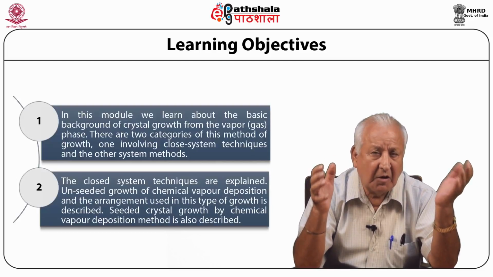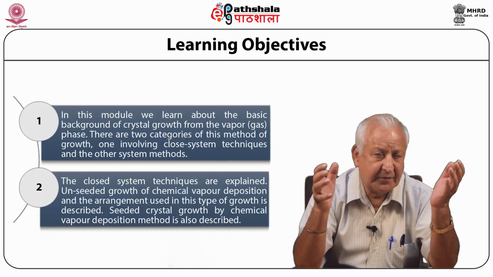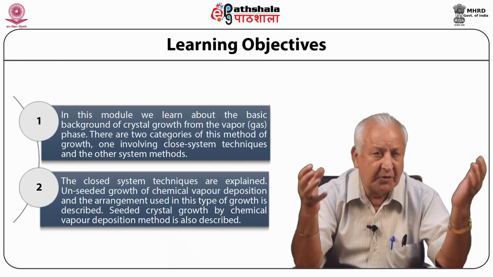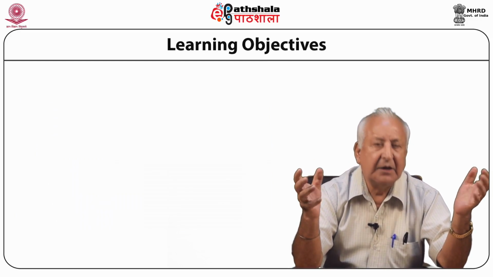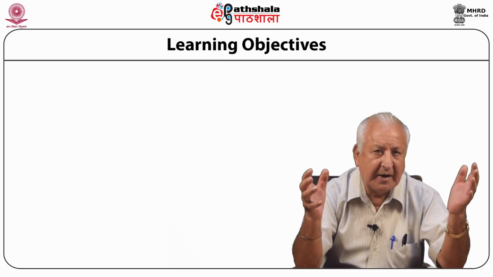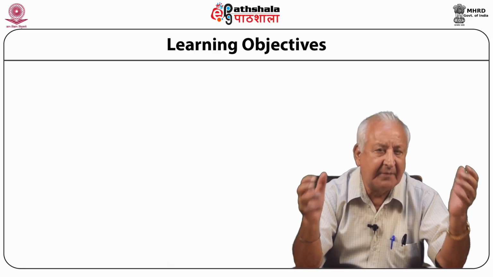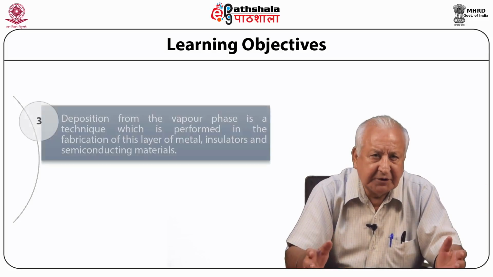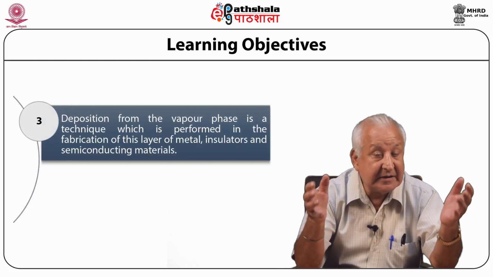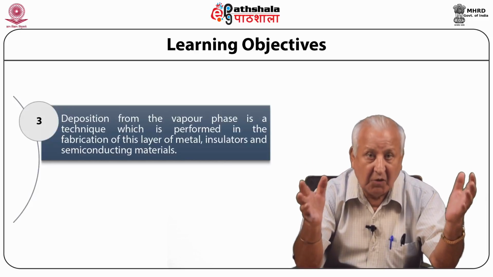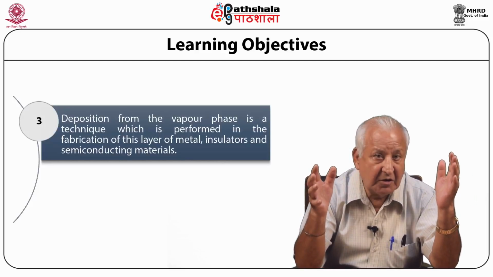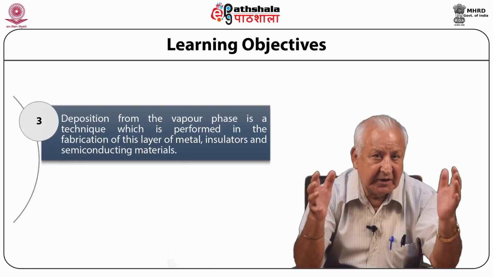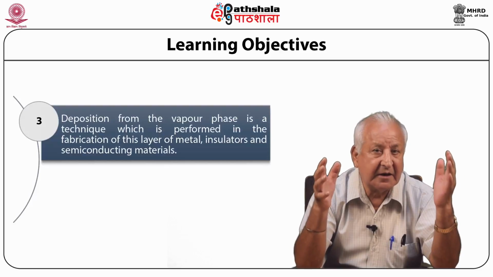Unseeded growth by chemical vapor deposition and the arrangement used in this type of growth is described. Seeded crystal growth by the chemical vapor deposition method is also described. Deposition from the vapor phase is a technique which is performed in the fabrication of thin layers of metal, insulators, and semiconducting materials.